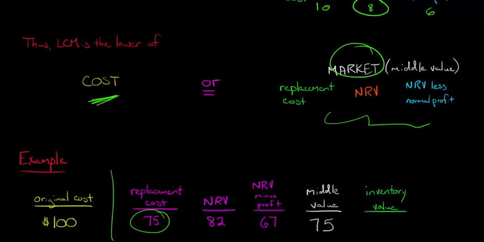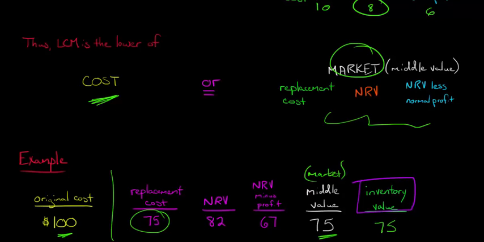So what is our inventory value going to be? Well, we're now going to compare the market, which is this middle value. That's our market value. So we're going to compare that, 75, to the original cost of 100. And the lower of those two, the lower of the 100 with the cost and then the 75, the market, is our inventory value. And the lower is 75. 75 is less than 100. So our inventory should be valued at $75.